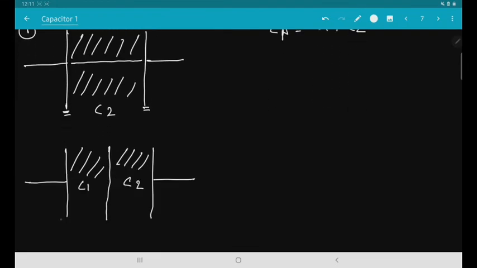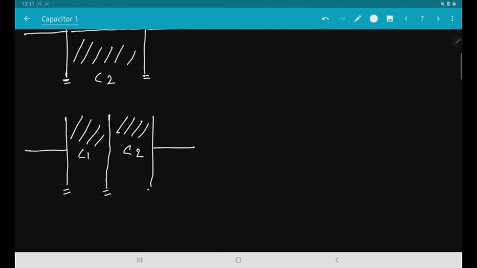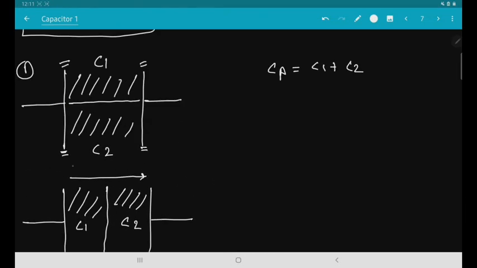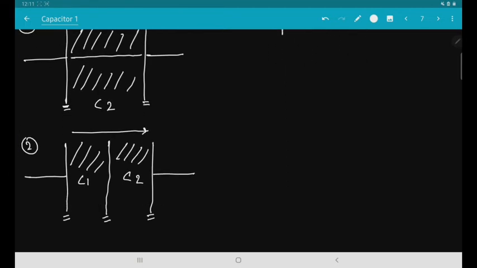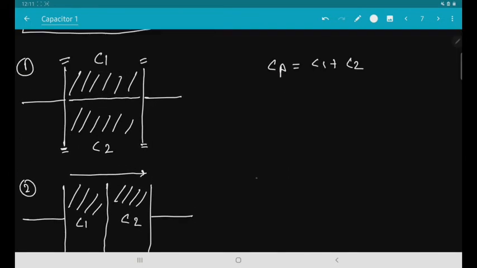Now here, in this case the potential is different between C1 and C2. The electric field is in this direction, that means there will be a change of potential. Here also the electric field is in horizontal direction, and if we move in vertical direction there is no change in potential. So C1 and C2 in the first case we can say are parallel. In the second case, as they are between different potentials, we can consider them in series, and this will be 1 by Cs, that is 1 by C1 plus 1 by C2.